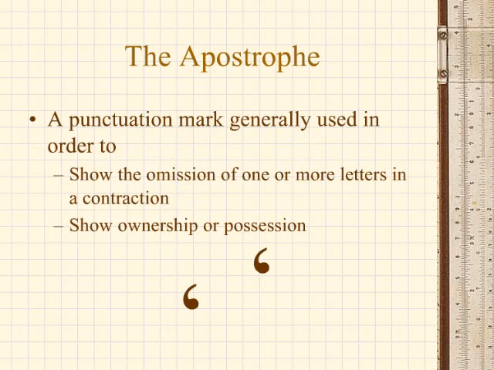Let's wrap up today's lecture by learning about the apostrophe. An apostrophe is defined as a punctuation mark generally used in order to, one, show the omission of one or more letters in a contraction; two, show ownership or possession.